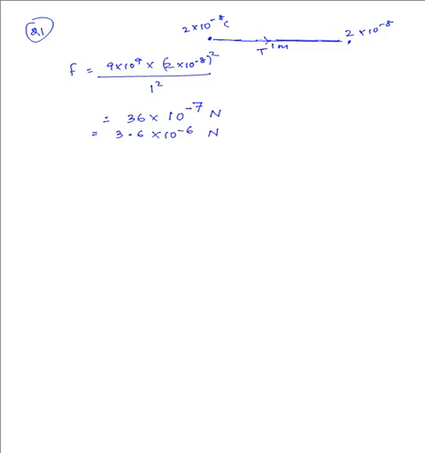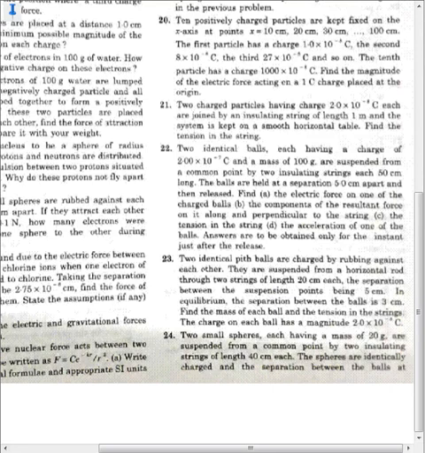That'll be your answer. Moving over to the next bit, which says that we have two identical balls, each having a charge of 2 times 10 raised to the power minus 7 coulomb, and the mass of each of them being 100 grams, suspended from a common point by two insulating strings, each of length 50 centimeters. The balls are held at a separation of 5 centimeters apart and then released. So they are held at a separation and then they are released.